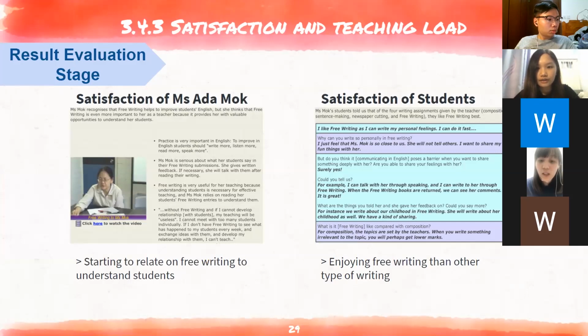Teachers and students are both satisfied with free writing. According to Ms. Ada Mock, free writing is a bridge connecting her and her students. According to the students, they can write more about their personal feelings and share their things with the teachers.